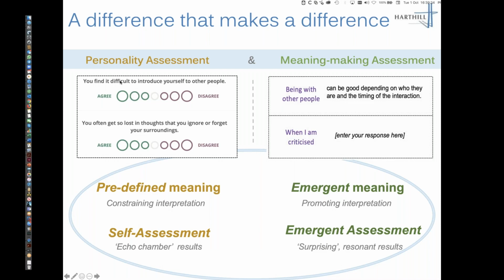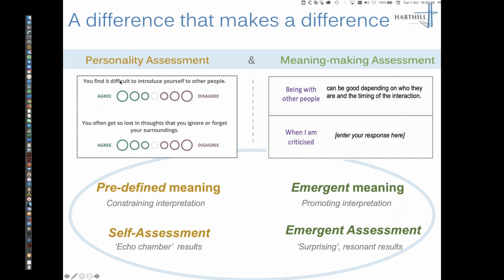On the meaning making assessment that we use at Harthill, the LDF is called a sentence completion form, which effectively means you provide a stem, and there are two examples here. Being with other people is one stem, and when I'm criticized is another. And the person in their own time decides what it is they want to write to complete that sentence. And it may or may not be one sentence, it might be longer than that, but it's not an essay. And they say what they think. They express what that stem means to them.